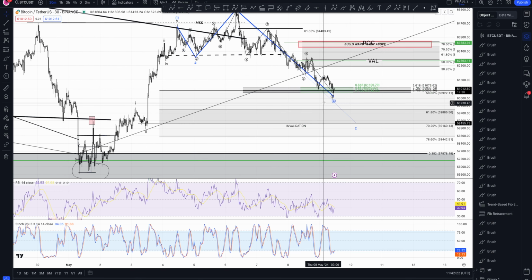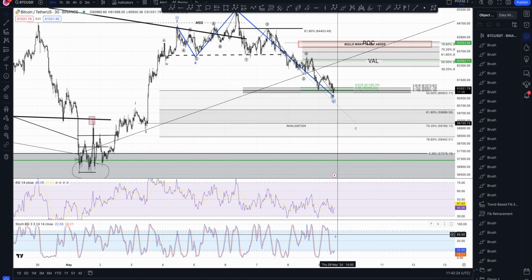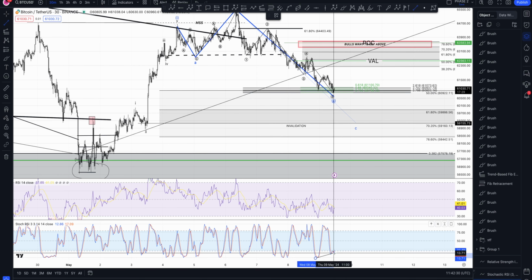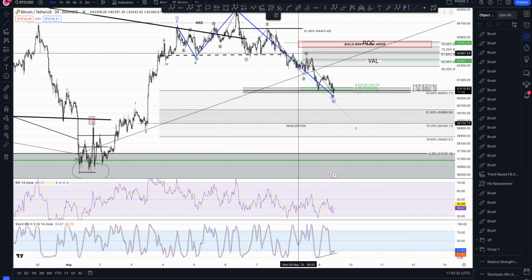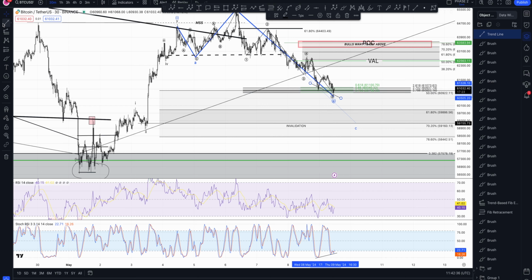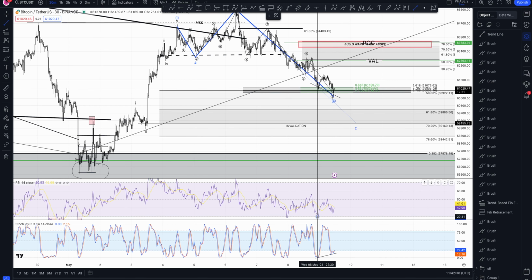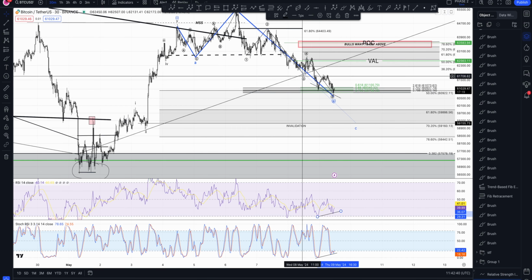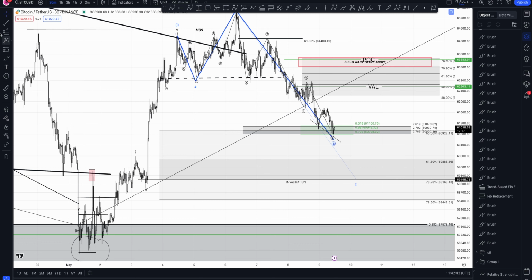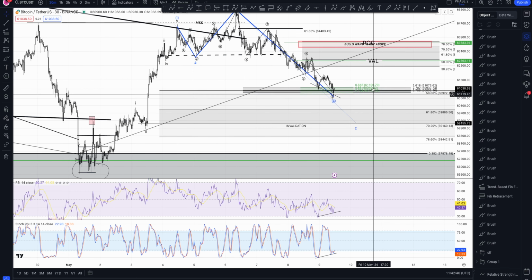What do we see over here? Now that we're over here at the 50%, we see bullish divergence, okay, on the 30-minute stock RSI. So you see higher low on the indicator, lower low on the price, higher low on the indicator, lower low on the price. Okay, so we have bullish divergence on the small time frame here.